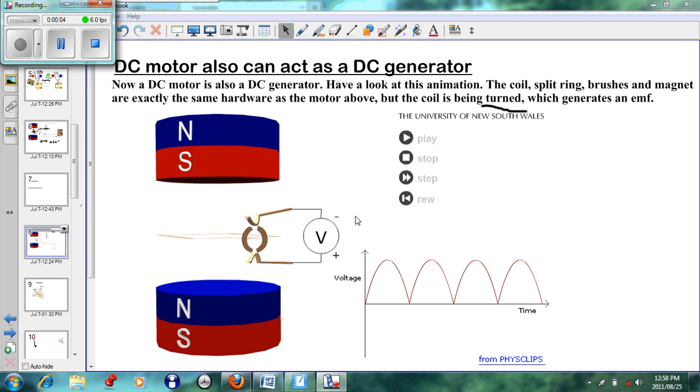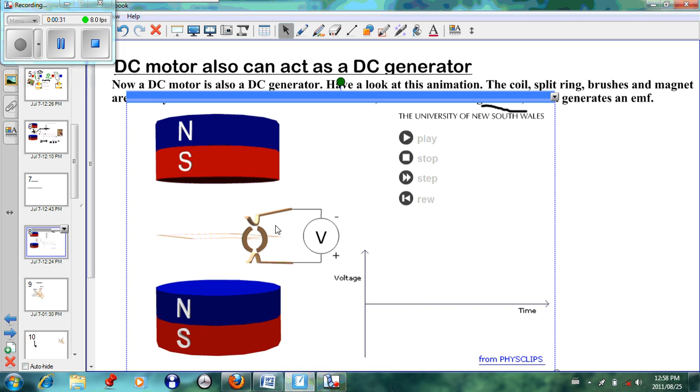Today we'll be doing part two of motors and generators. If you look at this example that we have here, I'll just read for us: a direct current motor can also act as a direct current generator. Have a look at this animation. The coil, the split ring, the brushes, and the magnets are exactly the same as the motor above, but the coil is being turned, and this turning of the coil is what generates your EMF.